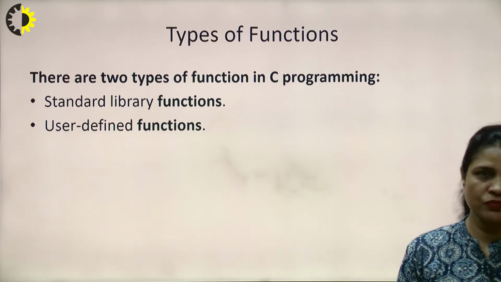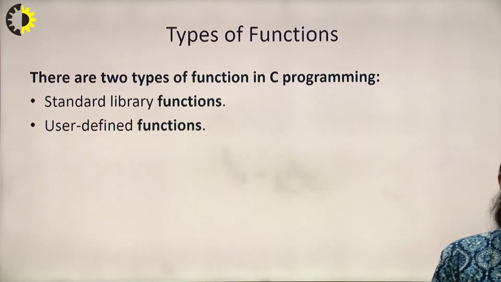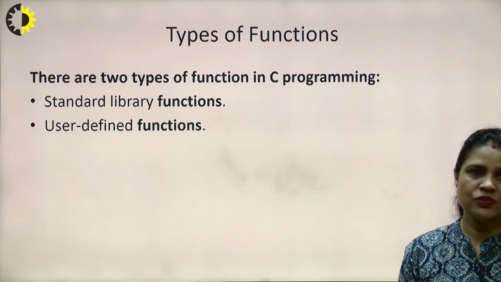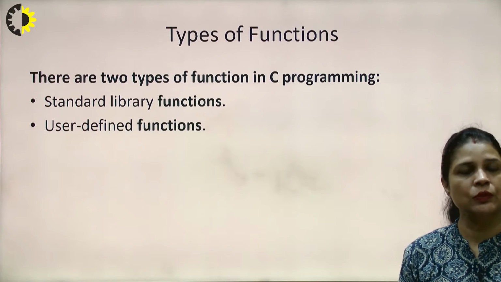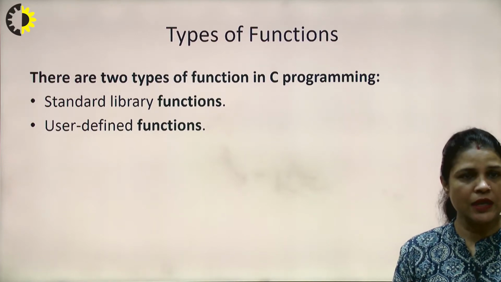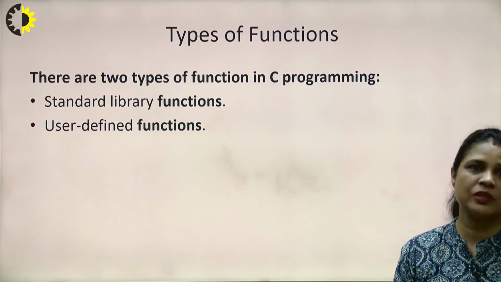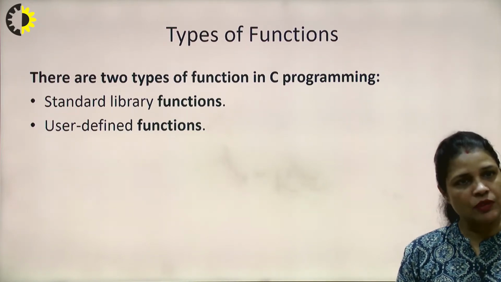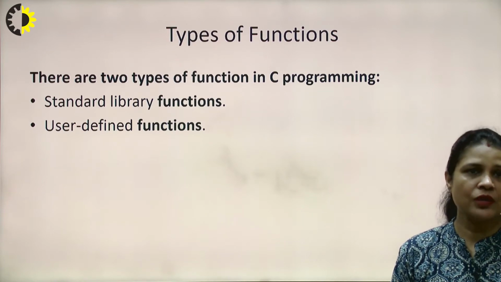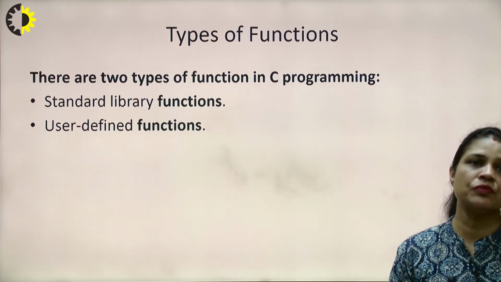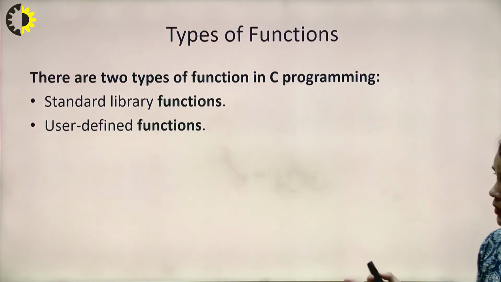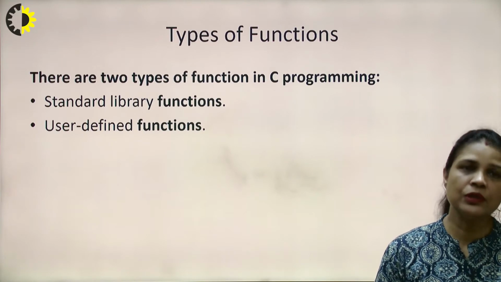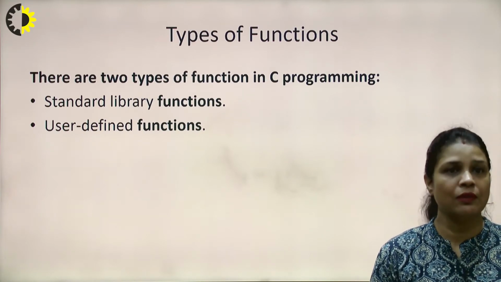There are two types of functions in C programming: standard library functions and user-defined functions. Standard library functions we can include with the inclusion of the header file. Each header file contains some standard library functions. By including a header file, we can call and use that function without defining it. Whereas for user-defined functions, we need to define it, we need to call it, and we need to declare it.